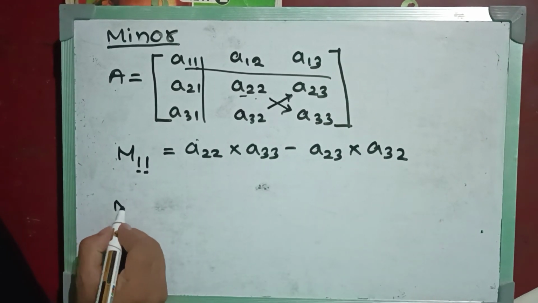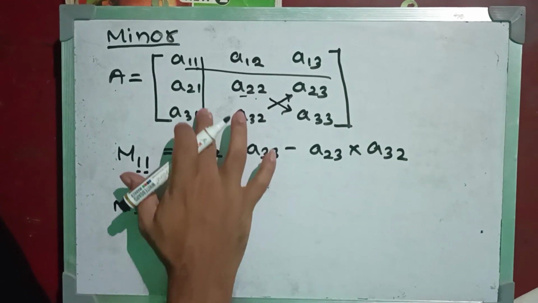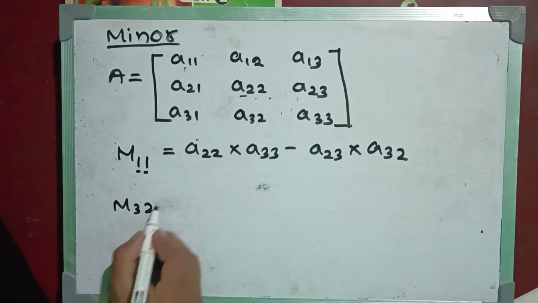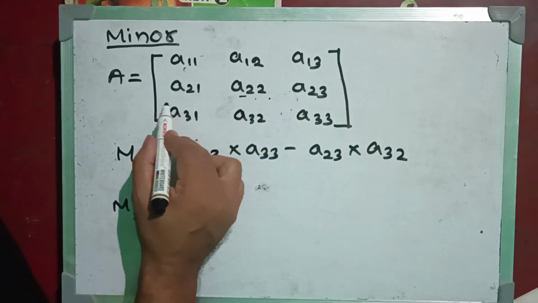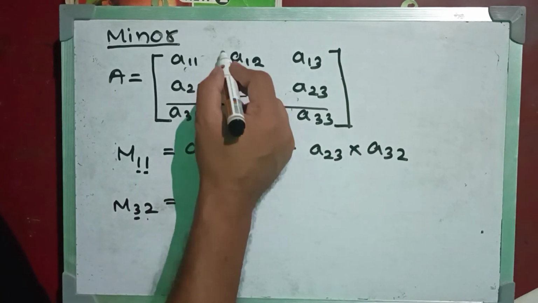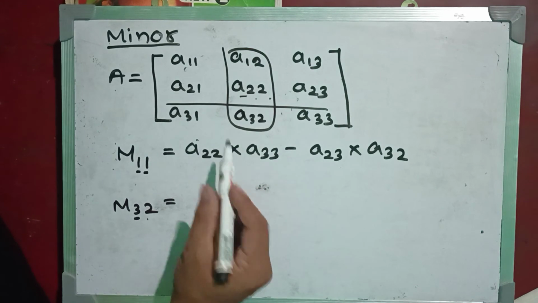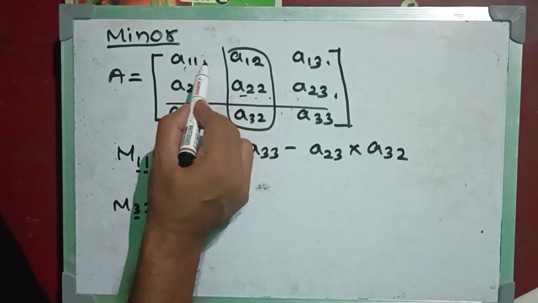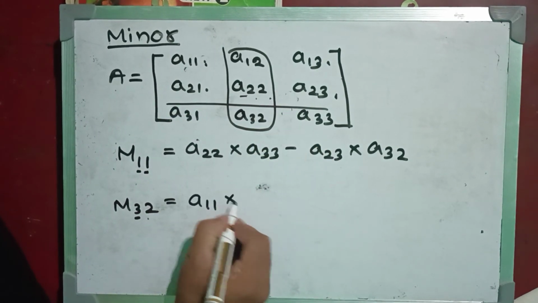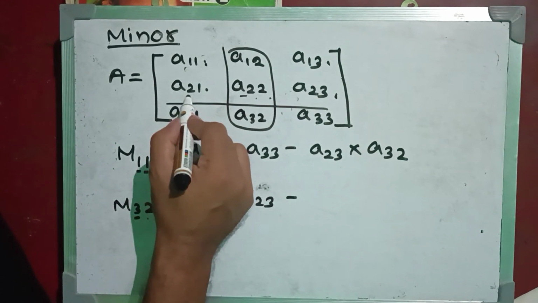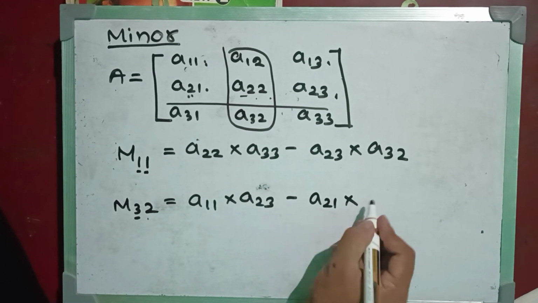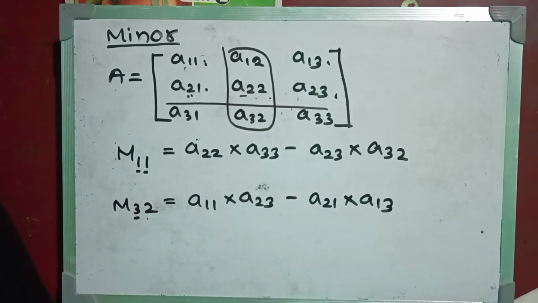If we find the minor M32, then we will neglect the third row, so this row is neglected, and the second column is neglected. So the rest elements are a11, a13, a21, a23. So we will multiply a11 with a23, a11 into a23 minus a21 into a13. So this is the minor of 3 2.